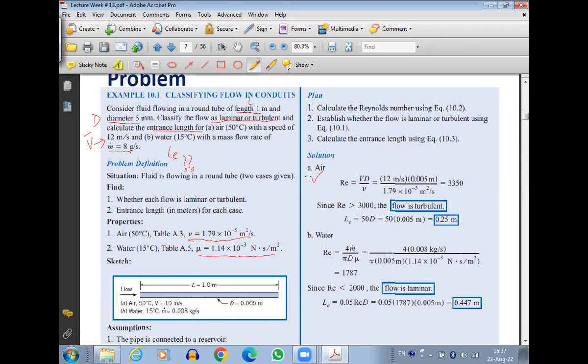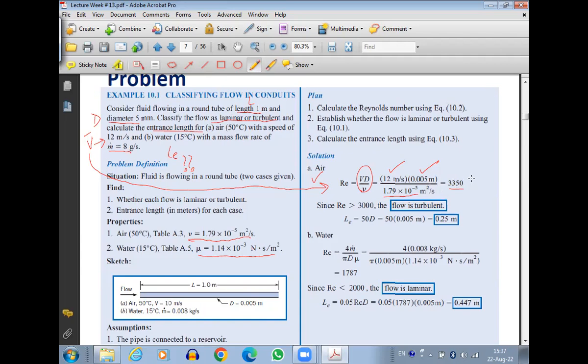First, we need to check whether the flow is laminar or turbulent. In order to check that, we need to find the Reynolds number. Since we know the velocity, the formula for Reynolds number when the velocity is given is Vd upon mu. The diameter is known, the velocity is also known, and the kinematic viscosity we can get from the table. From this, the Reynolds number comes out to be 3350.